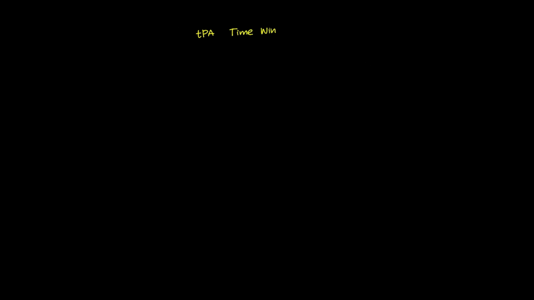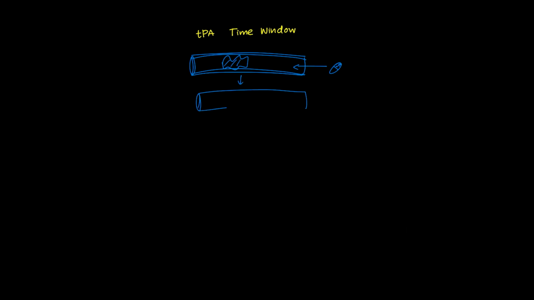Tissue plasminogen activator, often called TPA, is powerful medicine and dangerous medicine at the same time. It works by breaking down the fibrin mesh holding a clot together, which reopens the blocked artery and restores blood flow to brain tissue that was about to die. That part is the benefit.